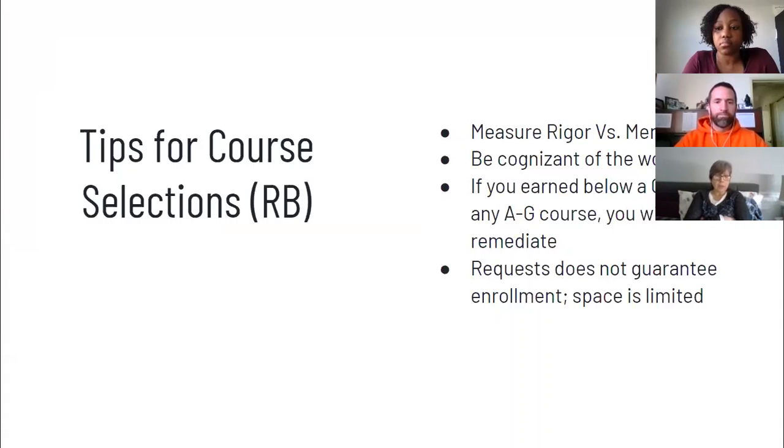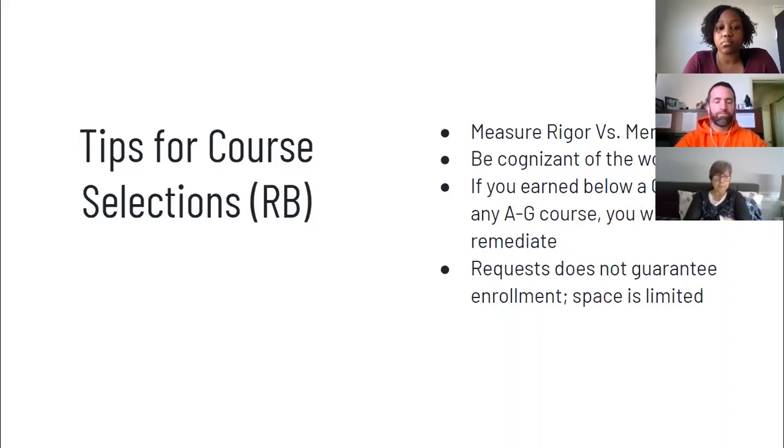If you have a grade below a C in an A through G course, we will need you to remediate it. You need to have at least a C or higher to apply to college, especially with A through Gs. Requesting classes does not mean that you will get them. We cannot say that enough.